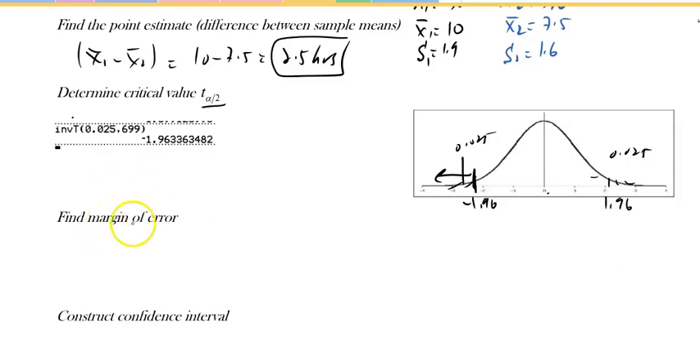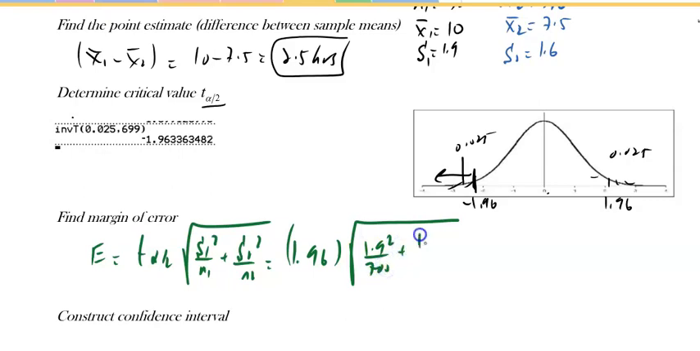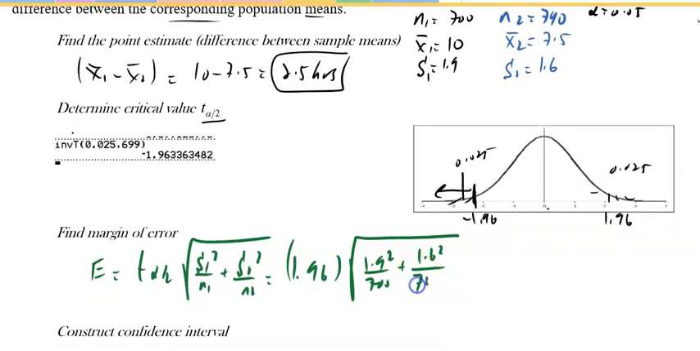And we get the error. The error in this case is given by t sub alpha over 2 times the square root of s sub 1 squared over n1 plus s sub 2 squared over n2. Well, that is 1.96, we just got it, times the square root of s sub 1 was 1.9 squared, and there were 700 of them, plus 1.6 squared, and there were 740 of the others. If I plug this in my calculator, again, we did this too many times. There it is.